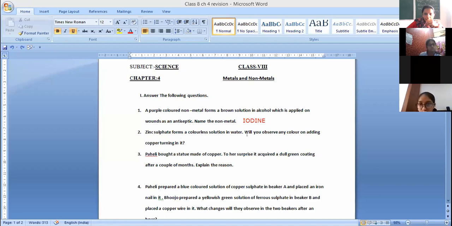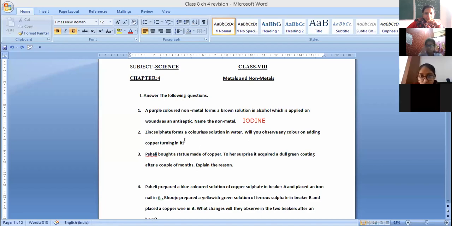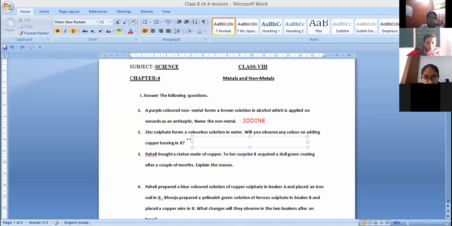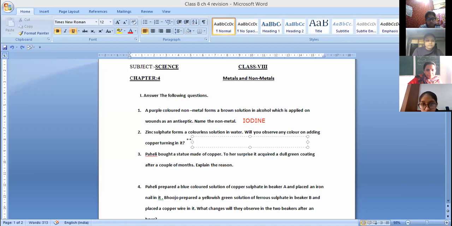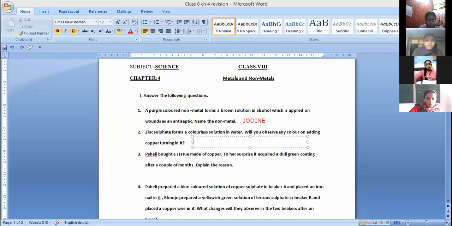Next. Zinc sulfate forms a colorless solution in water. Will you observe any color on adding copper turning in it? Now, children, see to it. We are adding copper in zinc sulfate solution. So from here, it should be clear to you whether you will be observing any color change. Kindly raise hand if you know the answer. Any color change? Yes, Anshika. Ma'am, there will be no color change. No color change.